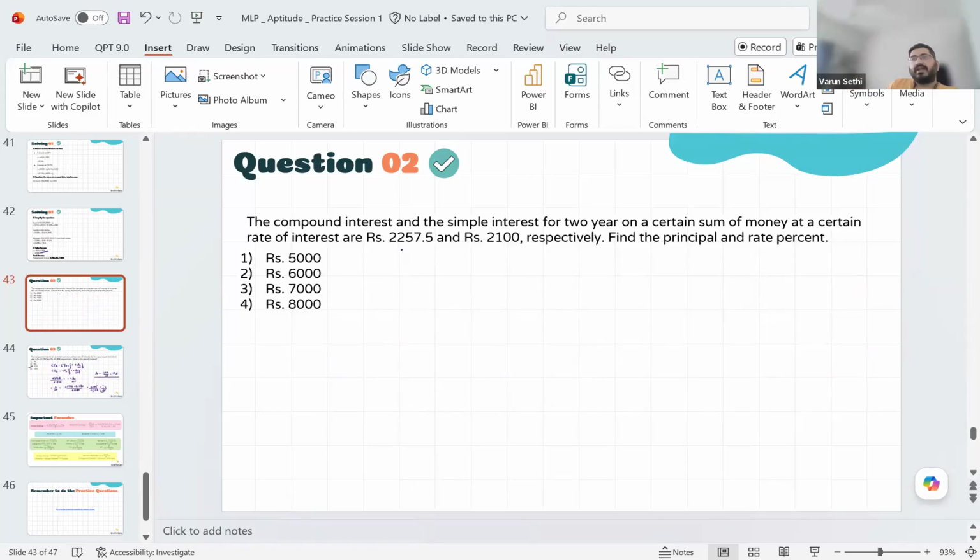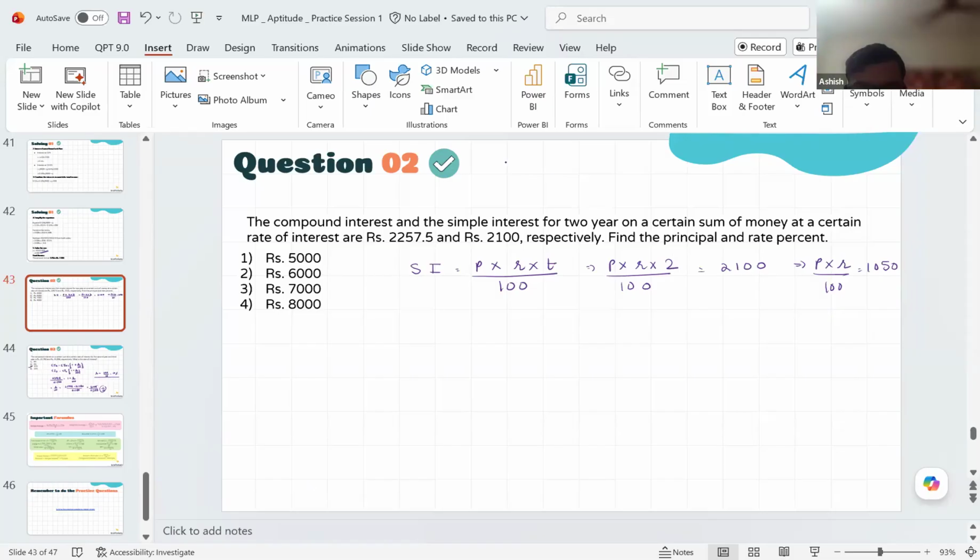So see this. They are telling me that the simple interest for 2 years is 2100. Simple interest is equal to P into R into T upon 100, our first formula. This will be P into R into T, which is 2 years, upon 100, and this equals 2100. This tells me P into R upon 100 is actually equal to 1050. Is that clear? I'm writing this here: PR upon 100 is equal to 1050.